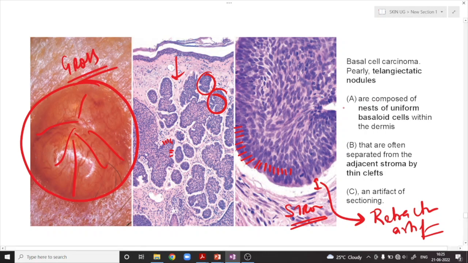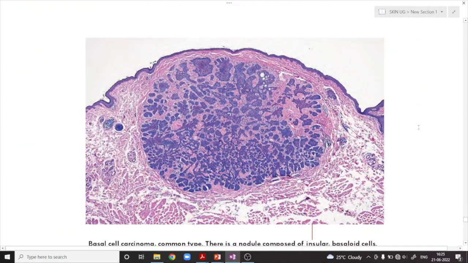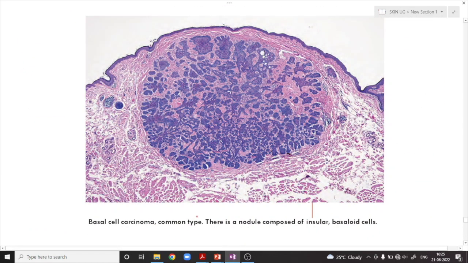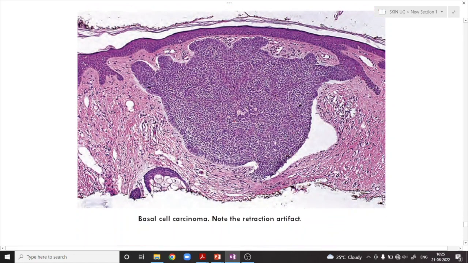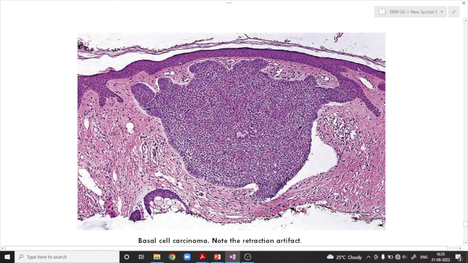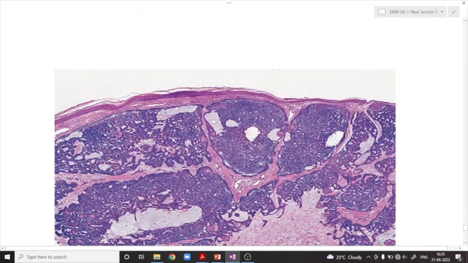Individual tumor cells, as we can appreciate, are uniform basaloid cells within the dermis. This is the nodular variety, the more common variety, comprising basaloid cells. So you can see they go deep into the dermis, so they are producing a nodule. Islands of basaloid cells can be seen. Now again, what is very important, this is a classical retraction artifact, which is occurring because of tissue processing.